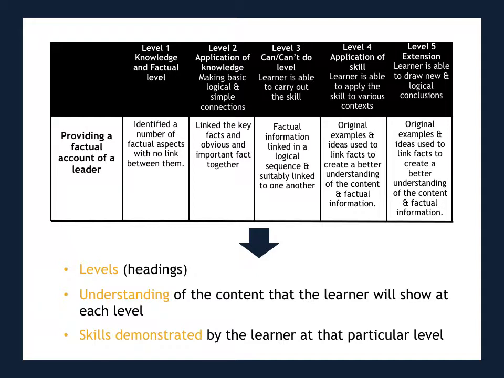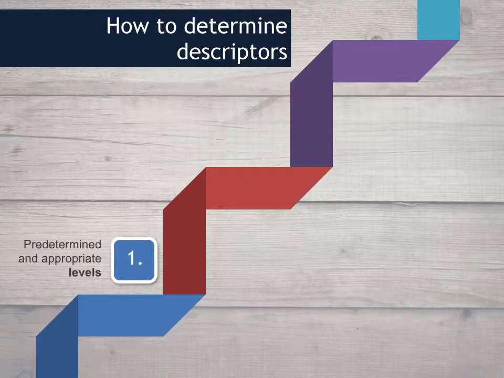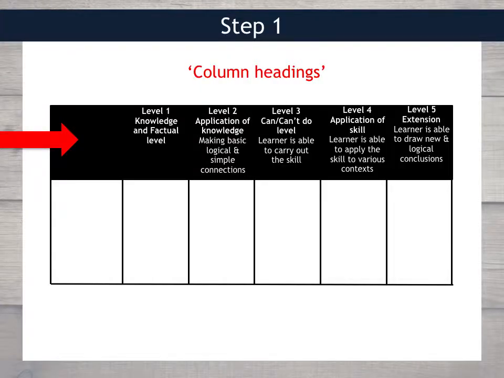So now how do we determine descriptors? Well, we're going to go through a 4-step process just to show you how to determine these actual descriptors. So the first step is you look at your predetermined and appropriate levels. So in other words, you've got to make sure you've got predetermined levels, and that they are appropriate. So here there's the column headings, and remember in the previous video we looked at how to look at the levels, and that's why it's so important to have the levels based on a taxonomy. So here we've got 5 levels, starting with knowledge and factual level. Then we've got application of knowledge, where they're able to make basic and logical simple connections.